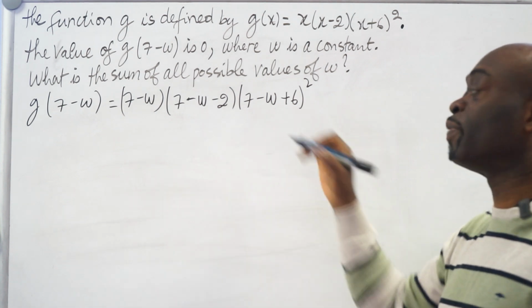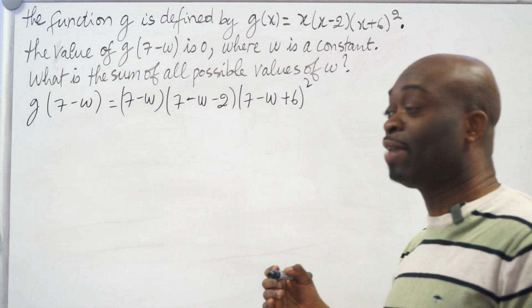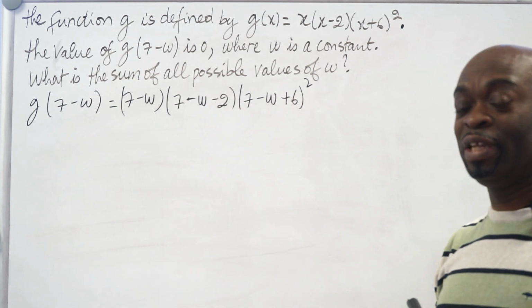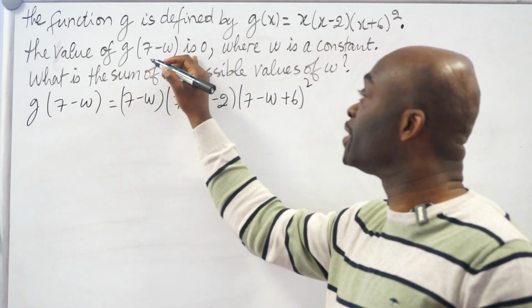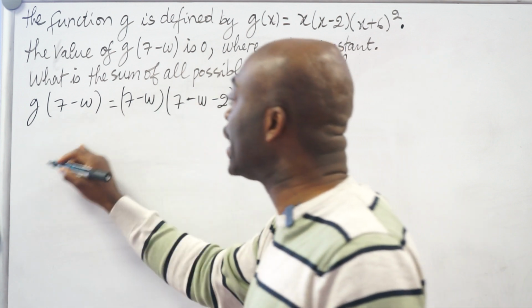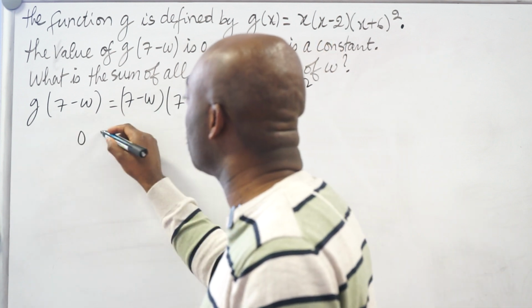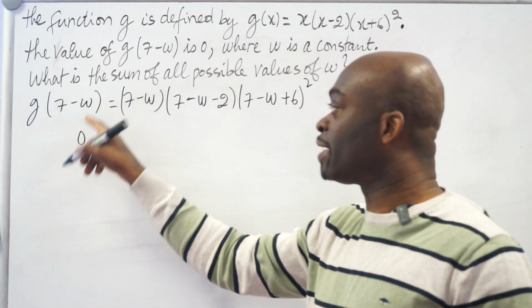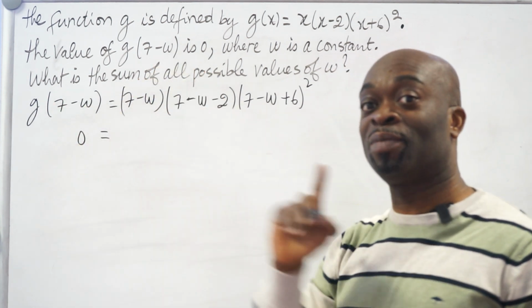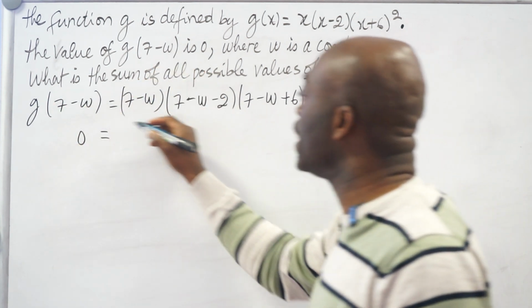We can go inside the parentheses and work anything out there, right? And then what else do we know? If you want to save time, we also know that g of 7 minus w is equal to 0. So we can take this one equal to 0 already. Are you with me? g of 7 minus w is equal to 0. So we've got to read the problem very well, right? Then we continue here.